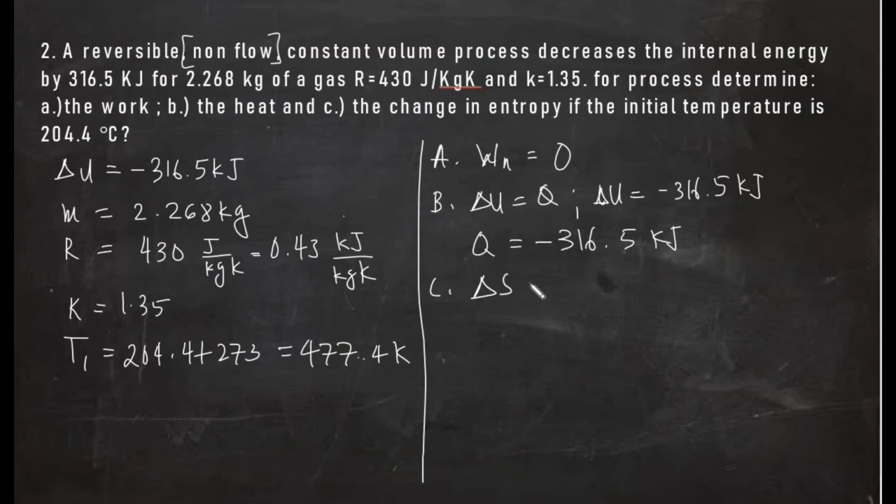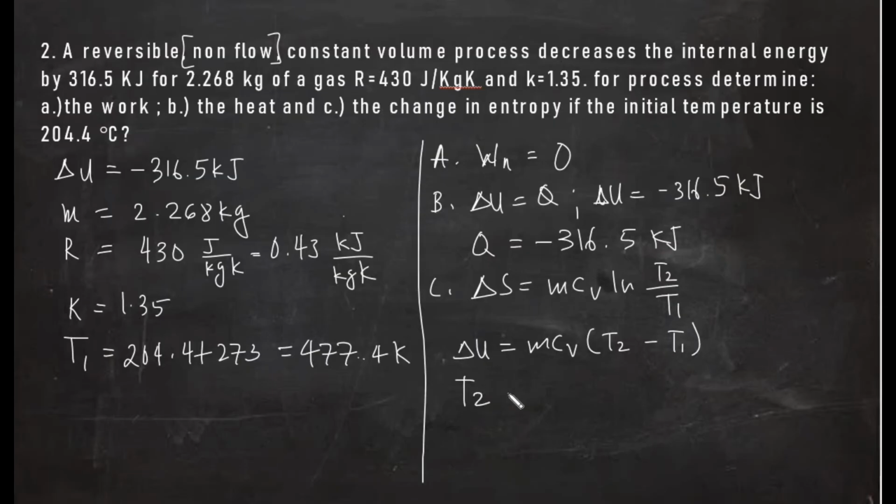So the change of entropy, delta S, is equal to mc sub v times the natural logarithm of T2 over T1. We have also derived this formula in the previous problem. We don't have our T sub 2 yet, but we already have our T sub 1. So let's solve for T sub 2, and we can use delta U is equal to mc sub v times T2 minus T sub 1, and from the previous video again, we have already solved for T sub 2, and that is equal to delta U plus mc sub v T sub 1 over mc sub v.